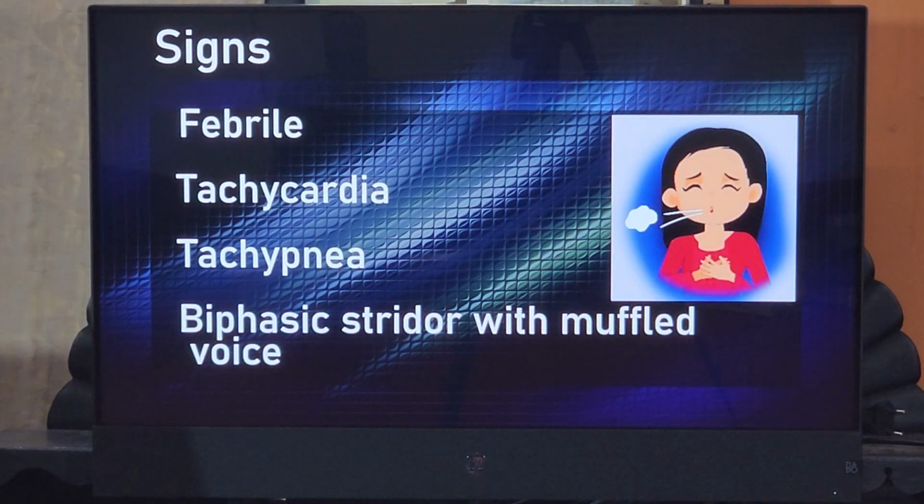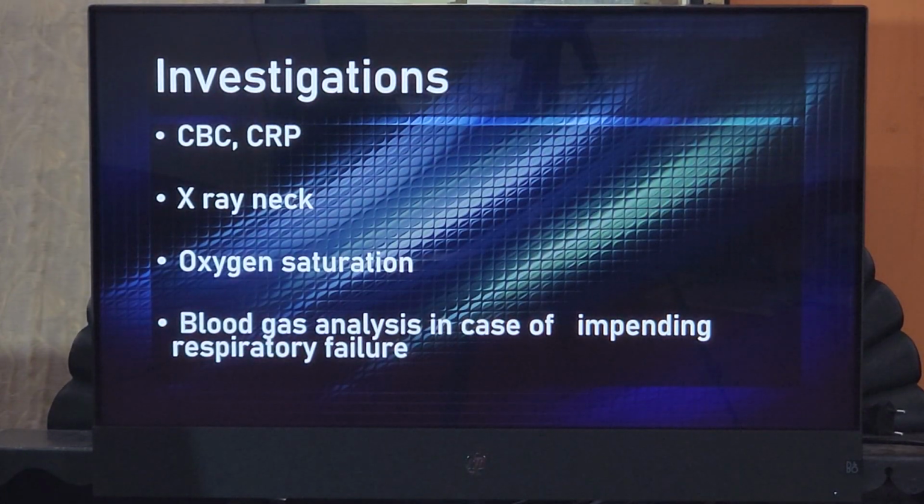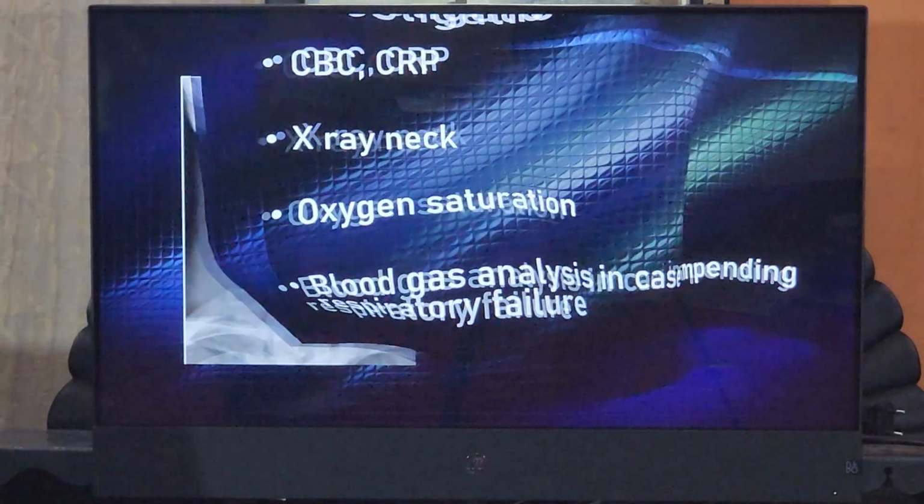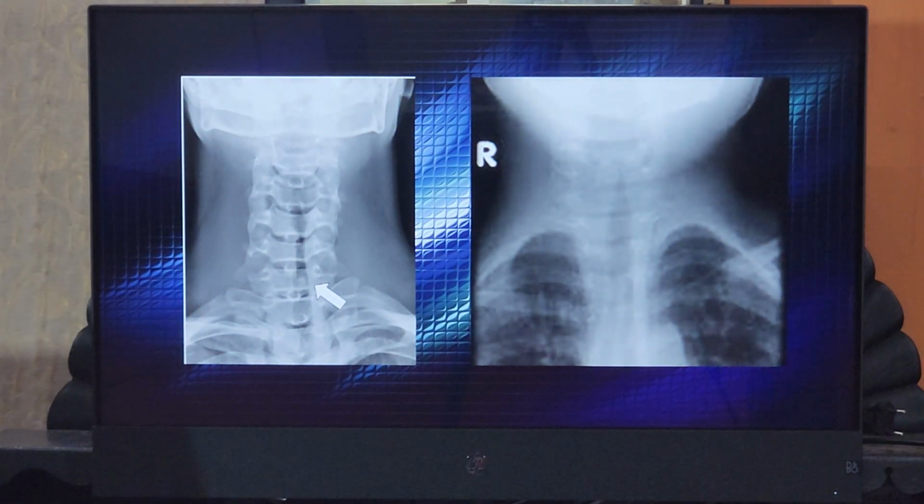On examination, we'll find the child is febrile, the pulse rate is more than 100 to 110, the respiratory rate is also more, and the child will be experiencing breathing difficulty, which we call stridor. We need the following investigations to start with: complete blood count and CRP, whose levels will be high, which indicates there is some infection in some part of the body, and we have to confirm which part.